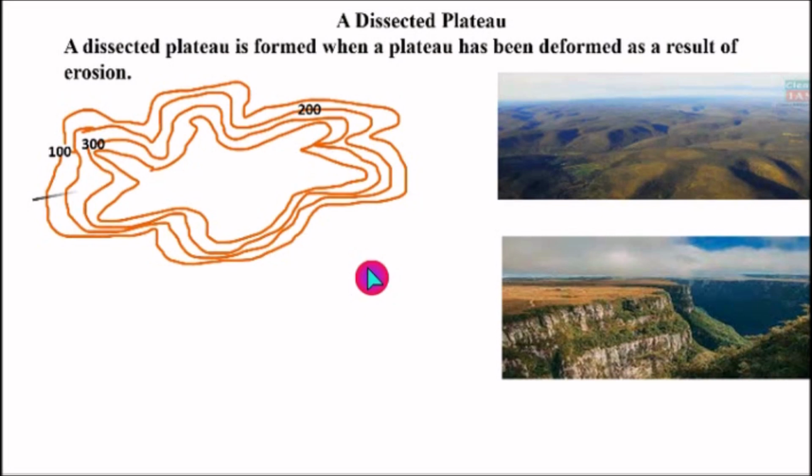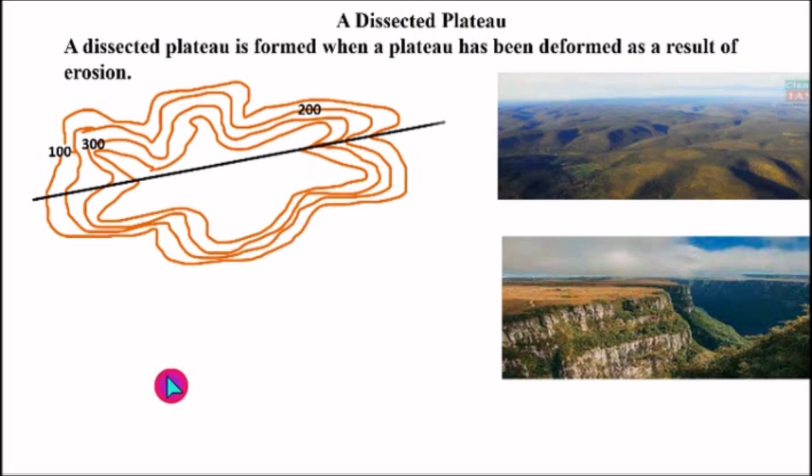So this is a dissected plateau. As you can see clearly in the pictures here, this is a plateau that has been deformed. So it could be as a result of rivers that have taken their source from this plateau. As you can see over here too, this is a deformed plateau. So it could be that over here there is a river, or it is wind erosion or frost action that has caused the plateau to be deformed. Let's use a cross-section to prove a dissected plateau.